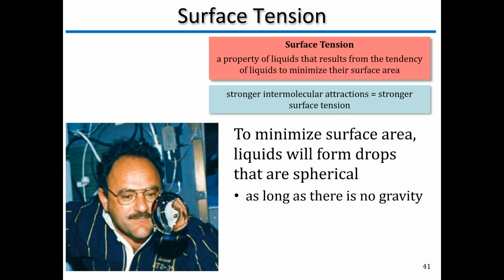This is kind of a cool thing here: if you put a sample of water into a low gravity environment, like if you were an astronaut, the water will actually form a sphere. It'll minimize the surface area with air essentially, and maximize its surface area with itself. So as long as there's no gravity, water would just be a sphere.